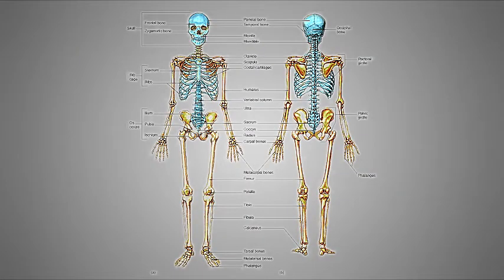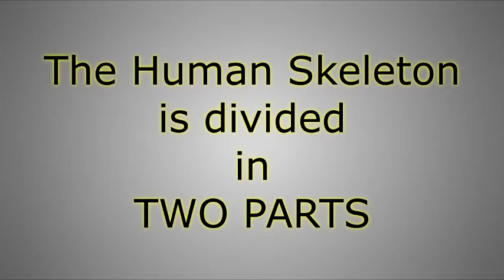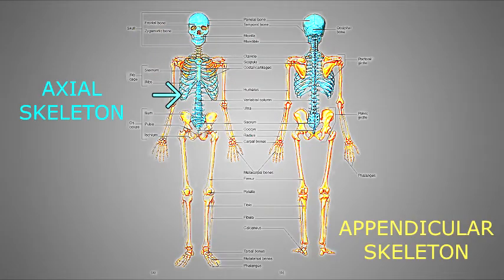If you observe this picture, there are two colors given to the skeleton. The center of the skeleton is given blue color, and the hands and the legs of the skeleton are given yellow color. This means the human skeleton is divided in two parts. The center of the skeleton, which is shown in blue color, is called the axial skeleton, and the hands and the legs, which are also called the limbs, shown in yellow color, is the appendicular skeleton.